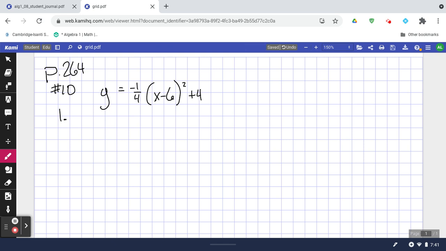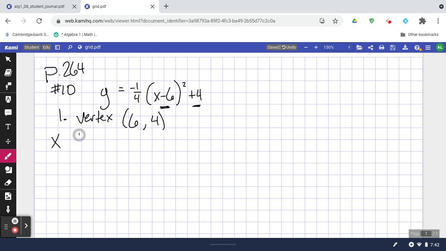I can just say, oh, my vertex, well, this is in vertex form. I see it's not in ax squared plus bx plus c. I see it's in this vertex form with the parentheses. So I'm going to change the sign of my x. So from negative 6, it's going to go to positive 6. My y is going to stay the same. My vertex is at 6, 4.